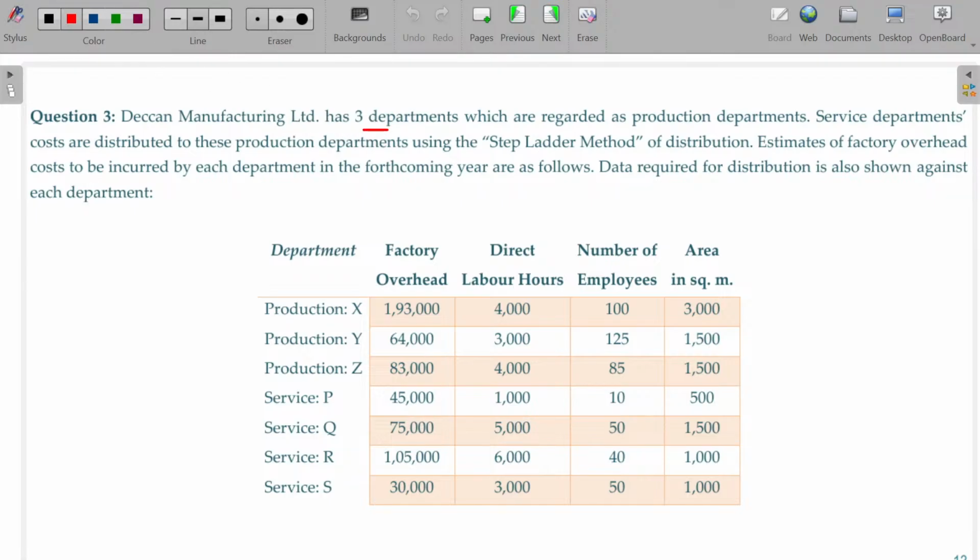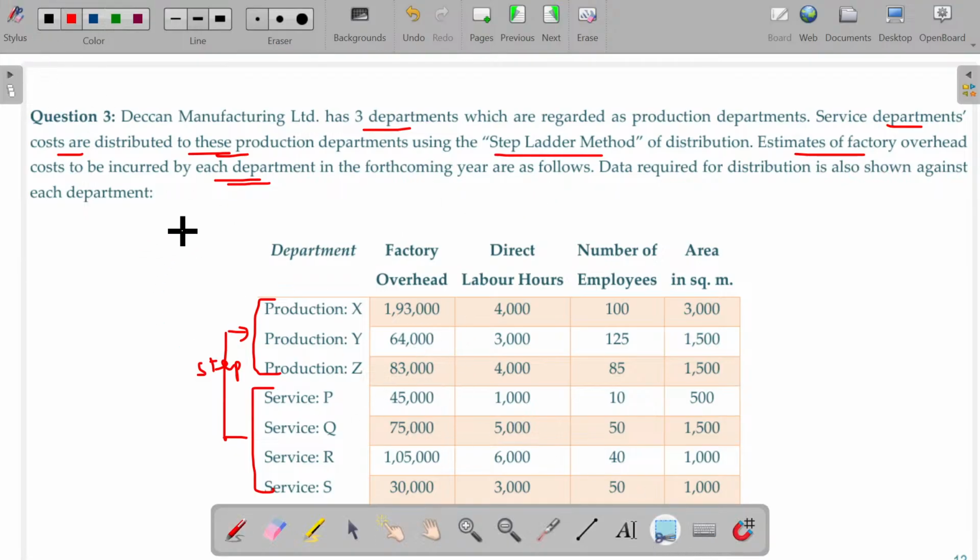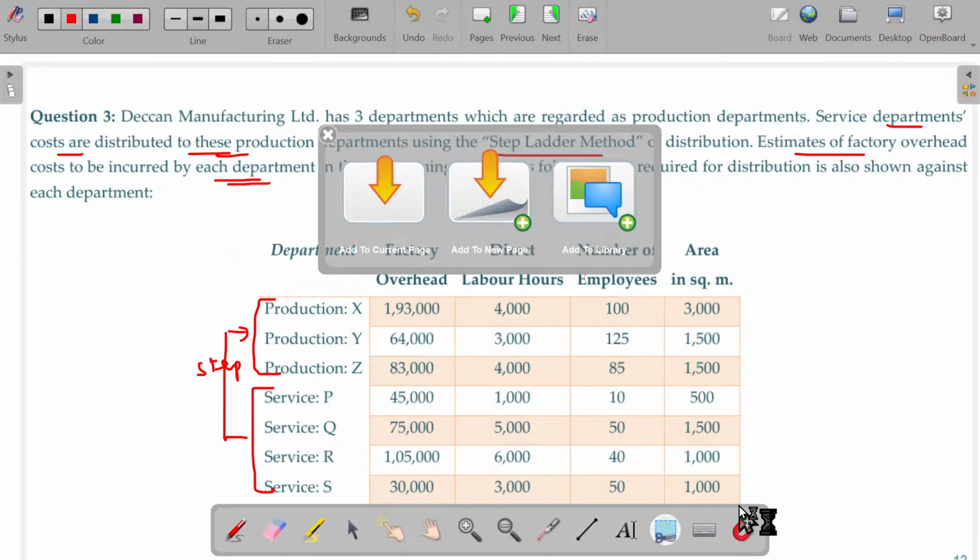Deccan Manufacturing Limited has 3 departments which are regarded as production departments. So these are the production departments. Service department costs are redistributed to these production departments using the step or ladder method. Estimates of factory overhead costs to be incurred by each department in the following year are also given. Primary distribution work is done.